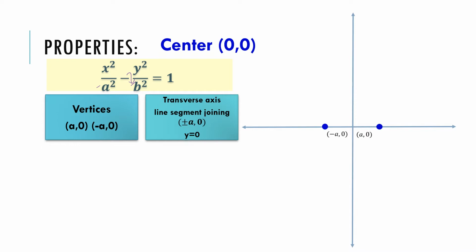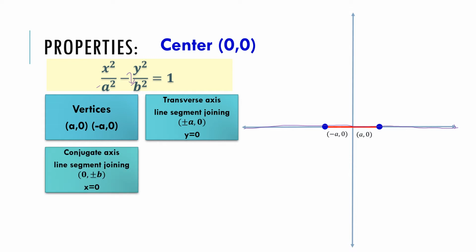Okay, plot natin yung ating vertices. We have (-a, 0) and (a, 0). So, ito yung line segment joining the vertices. Now, transverse axis is y equals 0 or the x-axis. This one. Yan. Kasi doon dumaan yung ating line segment joining the vertices.